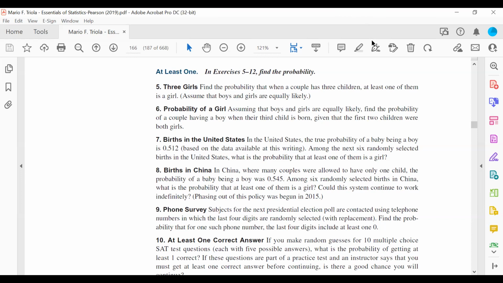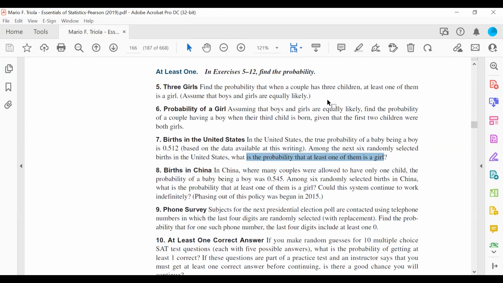Number 7 is saying, among the next six randomly selected births in the United States, what's the probability of at least one of them being a girl? All right, so they want you to find the probability of at least one girl. That's what they're asking for. What's the probability at least one of them is a girl? I wrote it down.